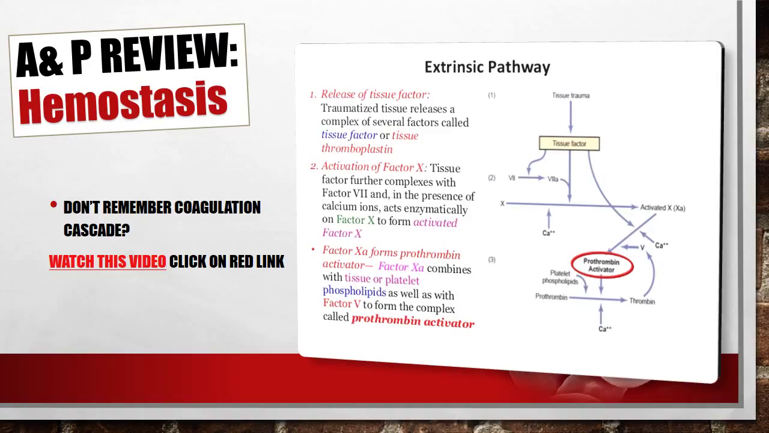Fibrinogen is a protein made in the liver. Active fibrin molecules link together to form these fibrin threads to make a net-like base to form a blood clot. Remember that a platelet plug and a fibrin clot are not the same thing.